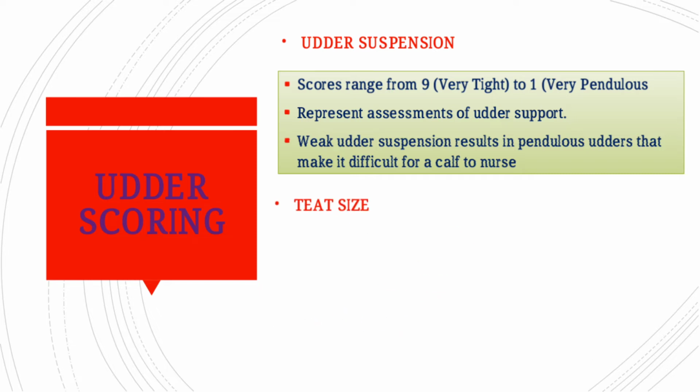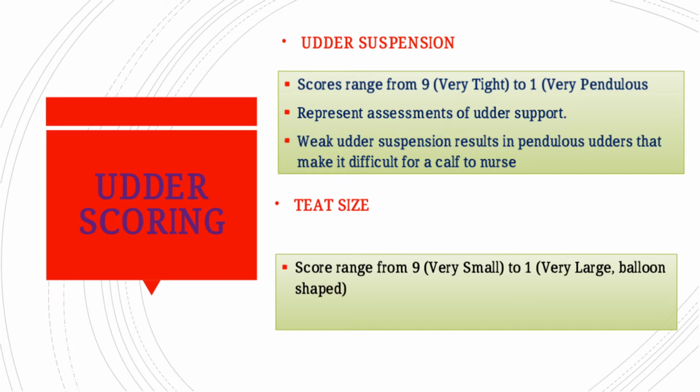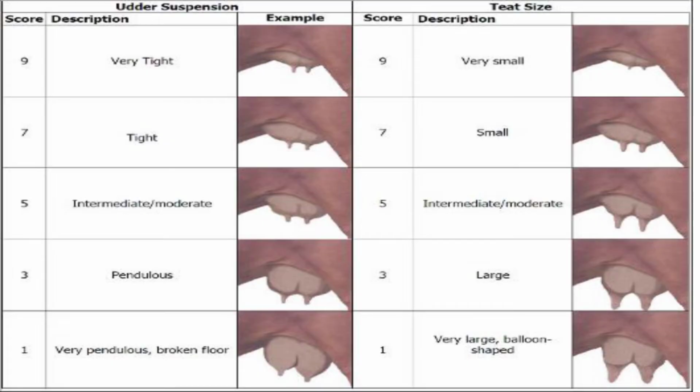Another factor used to score the udder is teat size. Teat size scores range from 9, like udder suspension, which is very small, to 1, very large and balloon shaped. It is subject to assessment of teat length and circumference. Teat size also influences the feeding of the calves.